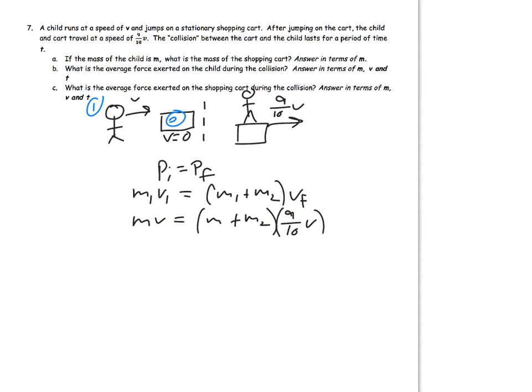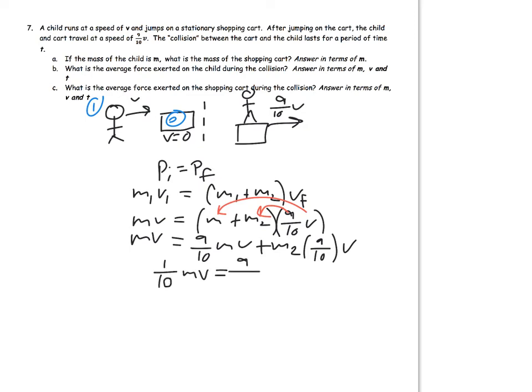So what we can go ahead and do is distribute that 9/10 v to both of those terms. So we get mv equals 9/10 mv plus m2 times 9/10 v. We subtract that 9/10 mv from both sides, and so we have 1/10 mv equals 9/10 m2v. We can cancel out a few things here. The v's go away, the 10s can go away. And so what we're left with is that the shopping cart has a mass of m over 9, 1/9 the mass of the child.